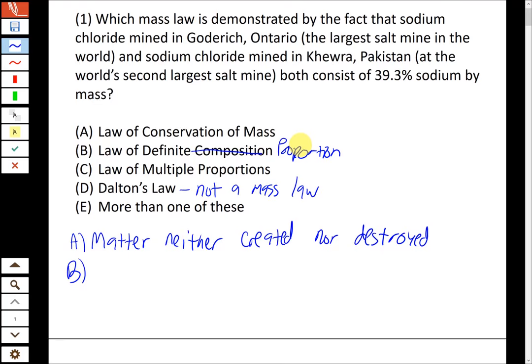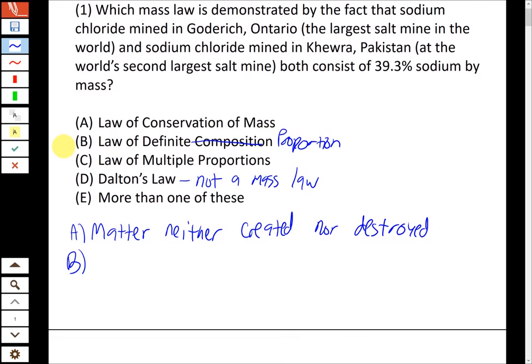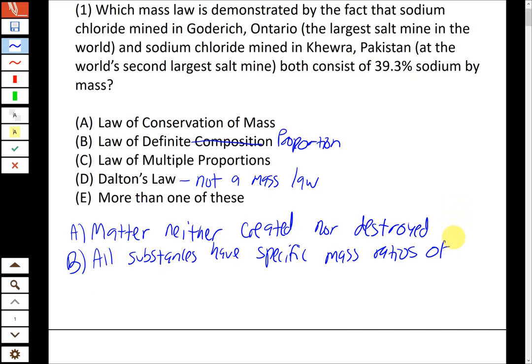Definite proportion, definite composition, they both refer to the situation that all substances have specific mass ratios of elements. And it's most applicable to compounds, which have two or more elements in them, where you can then define a ratio of the two elements in terms of their mass, or mass percent as it's often done.